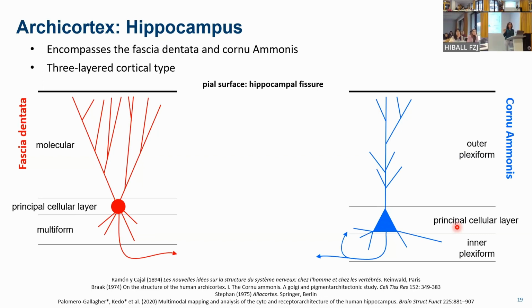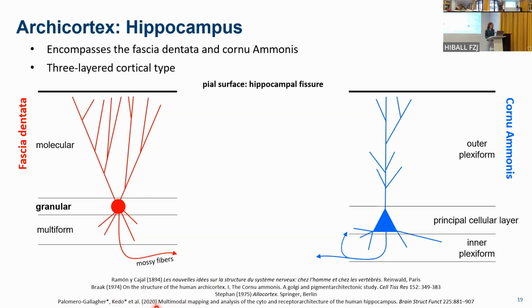The principal cellular layer contains the cell bodies of the so-called main neuronal type in the fascia dentata, and these are the granular cells. That's why this layer is called the granular layer, okay? And the output of these cells, so the axons of these cells, they build the so-called mossy fibers.